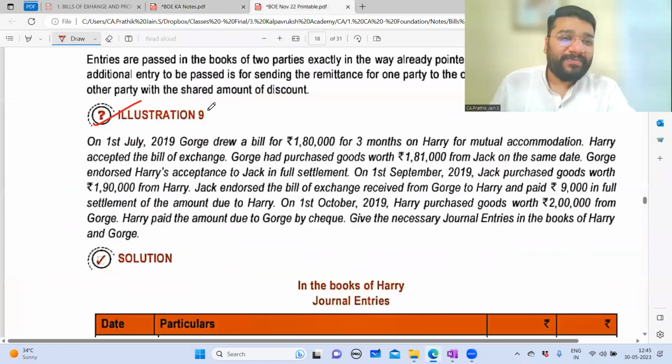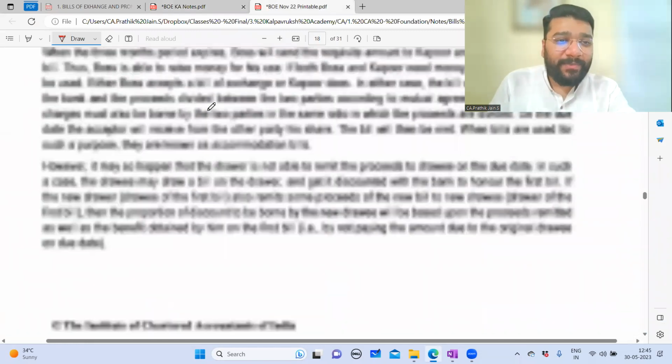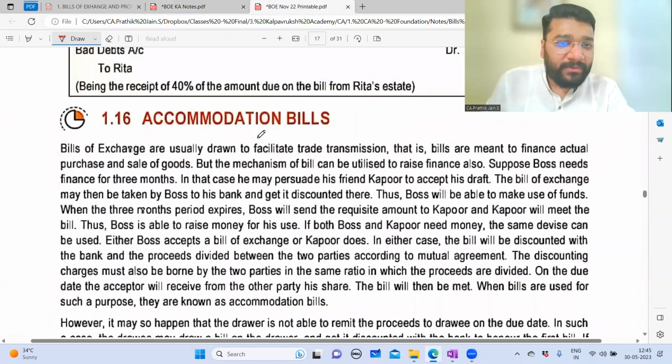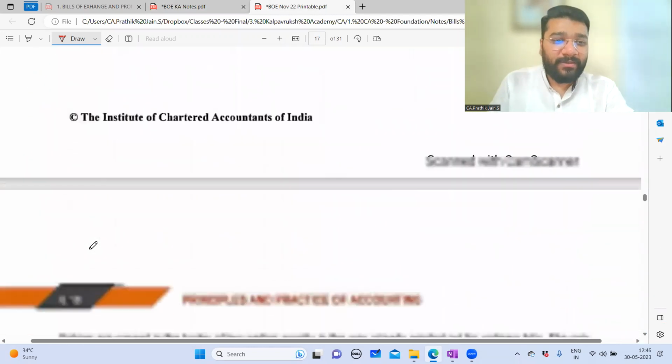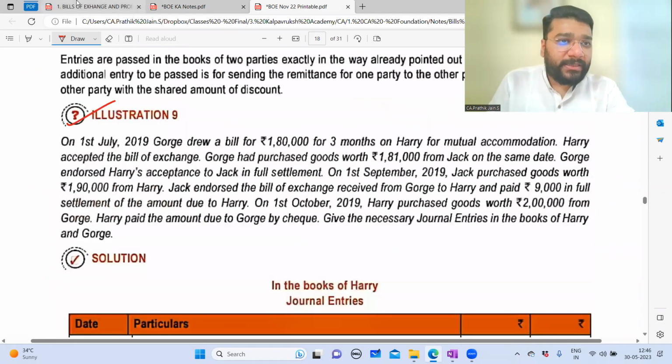Now, illustration 9 of your ICS study material. So this is accommodation of bill. You guys will read this, not a problem. Theory. So illustration 9, guys, from the scanner, I'll do it.